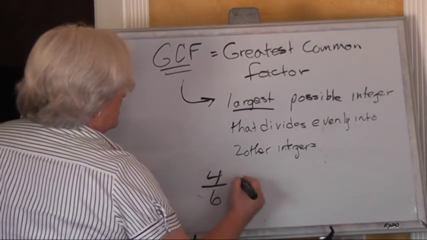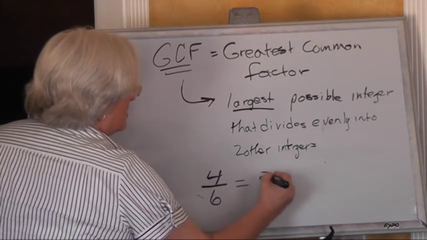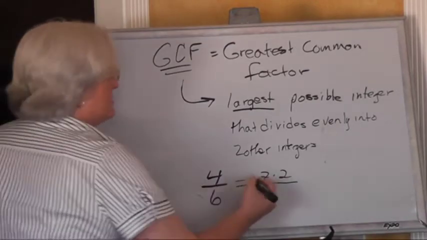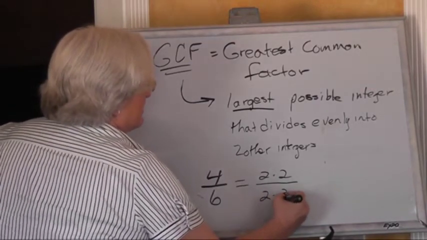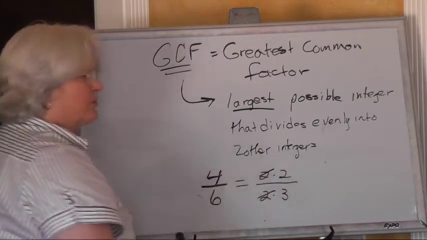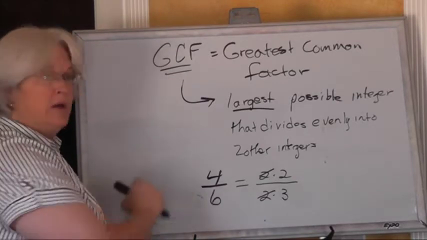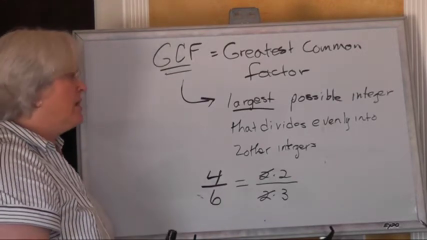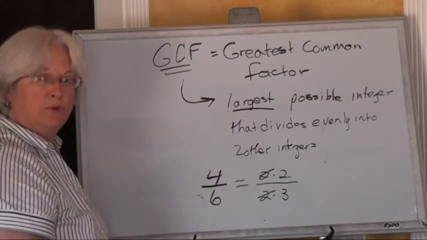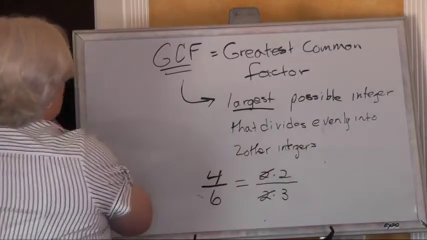So what you would do to solve this is you prime factor the 4, 2 times 2, and you prime factor the 6, 2 times 3. And you cancel out your greatest common factor, the largest factor that each of these two numbers, 4 and 6, have in common, which then gives you the reduced form of this fraction, which is 2/3. So this is what we're going to be working on in section 1.9.